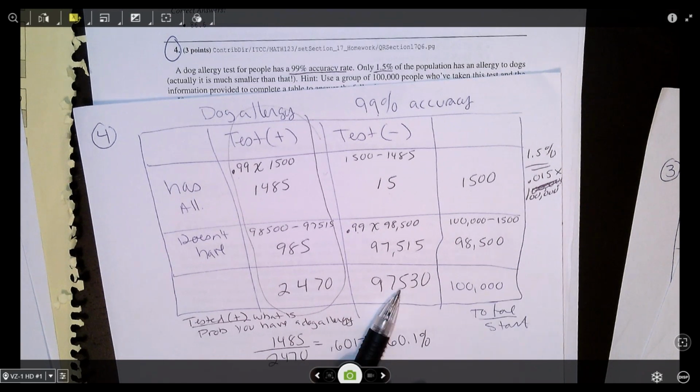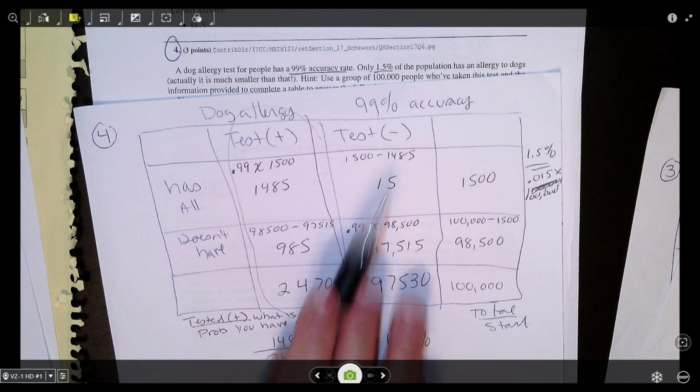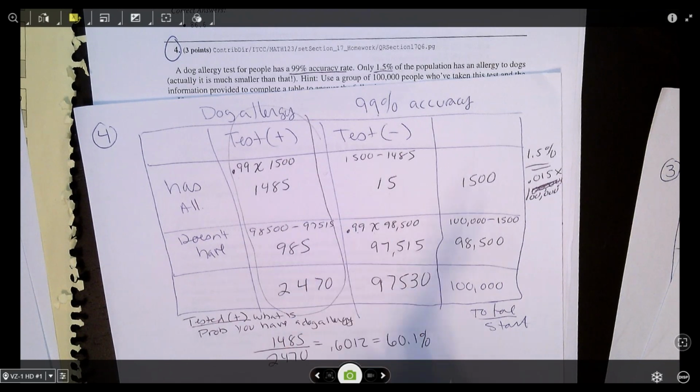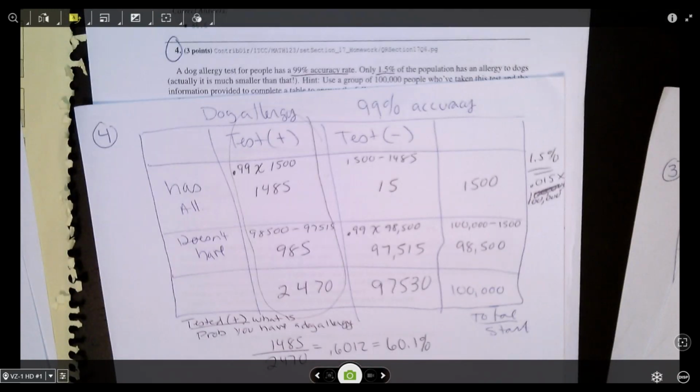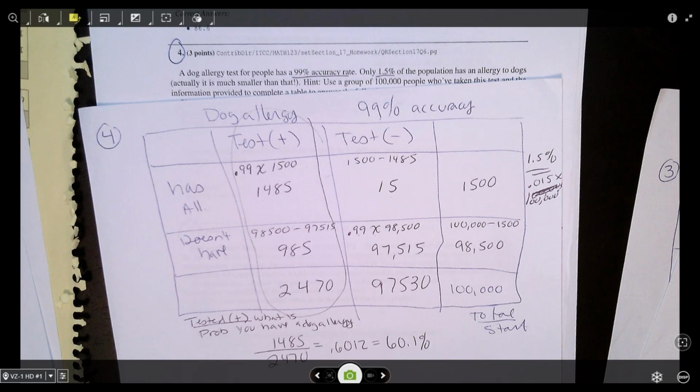If you tested negative, but you actually had the disease, that's called a false negative. And if you test positive but you actually didn't have it, that is a false positive. You're going to be asked both those questions on the test, what's a false negative and what's a false positive. Make sure you understand what both of those are, okay?